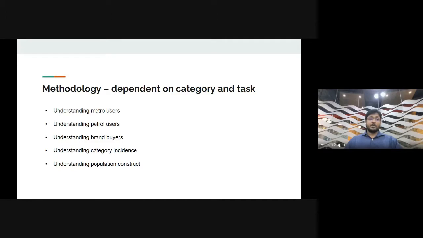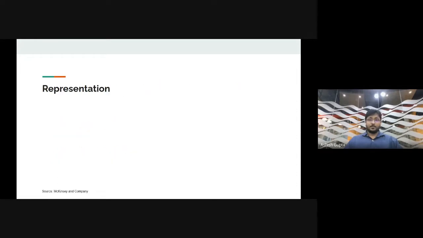Or you want to understand petrol users or petrol buyers, then you would definitely have a more purposive sample where you would stand outside the petrol station and talk to everybody who goes and fills the petrol over there to understand certain behaviors or perceptions, etc., about different brands of petrol. Or for that matter, you want to understand the brand buyers, then you would specifically go and target those brand buyers to understand them better. So depending on the category and the task, your methodology changes and you need to adapt accordingly.